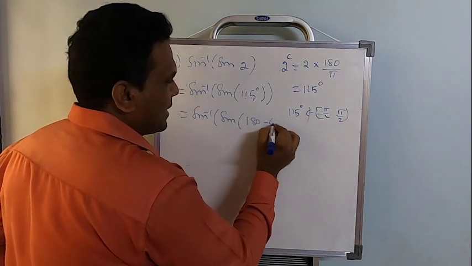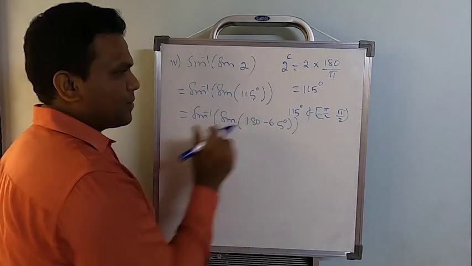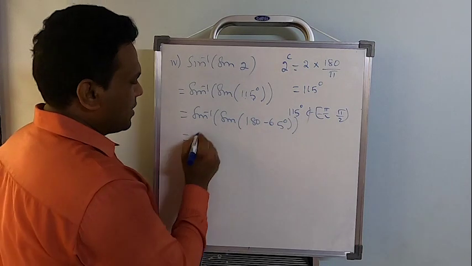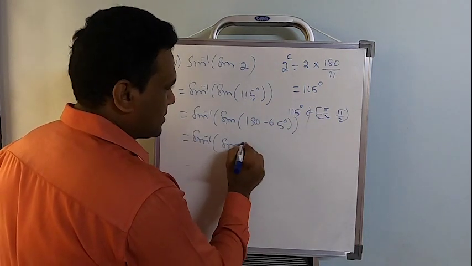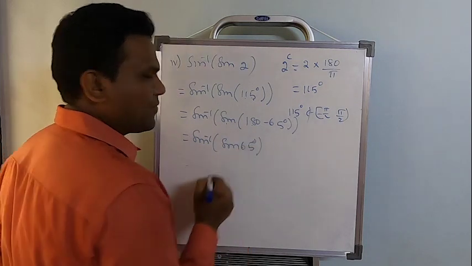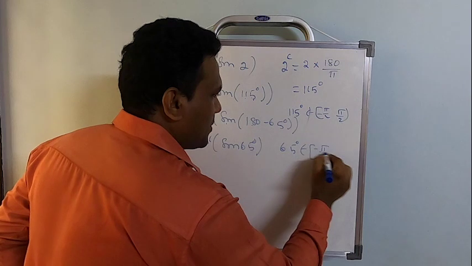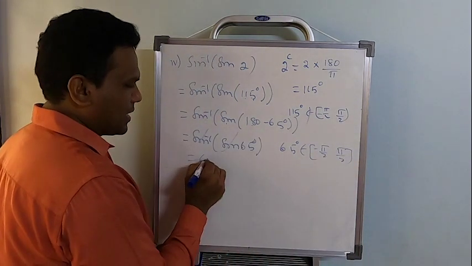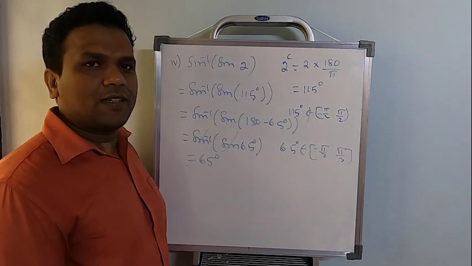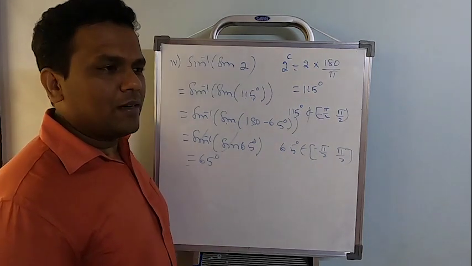This can be written as sine inverse of sine of 180 minus 65. 115 degrees can be written as 180 minus 65. Now sine inverse of sine of 180 minus theta is sine theta, so sine 65. Now 65 degrees is an angle between minus pi by 2 to plus pi by 2. Now surely I can eliminate these two and write down the answer as 65 degrees. That is the simplest thing. That is how such kind of problems has to be done.